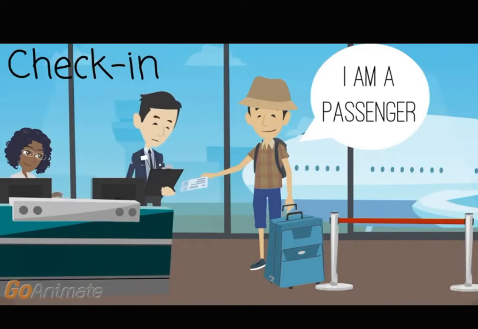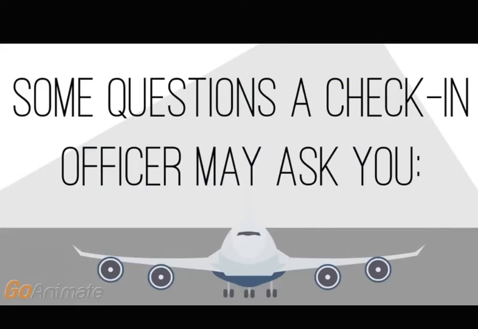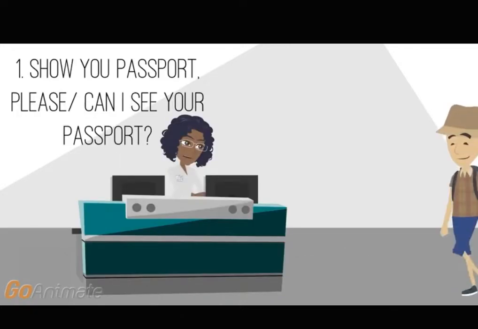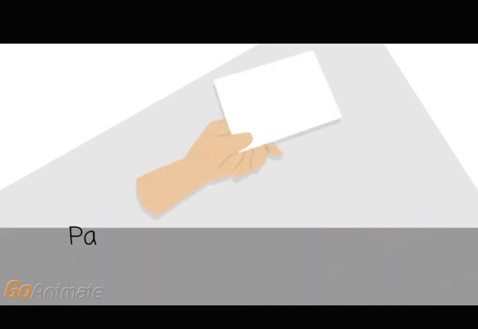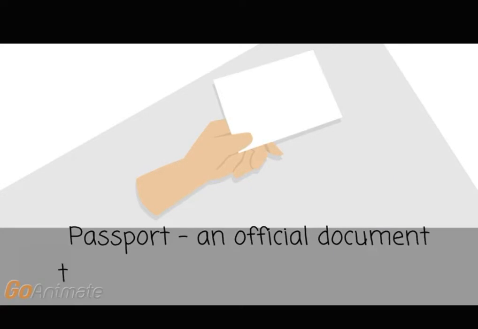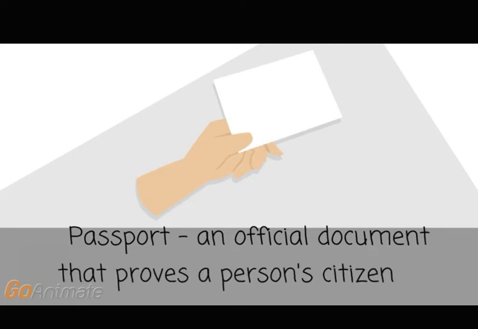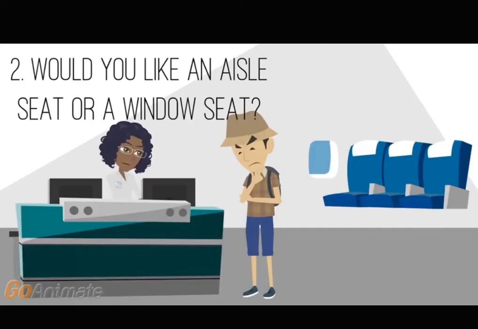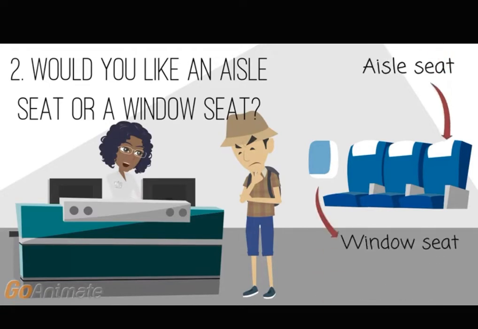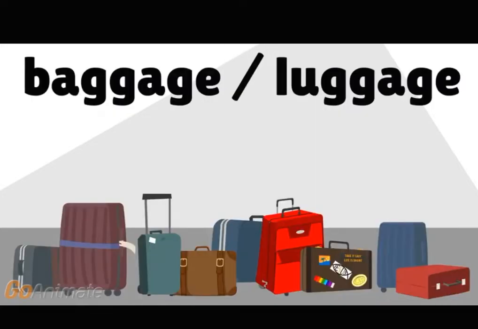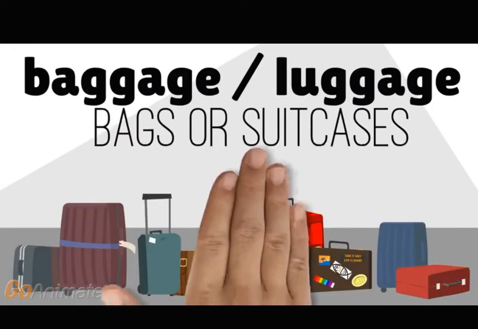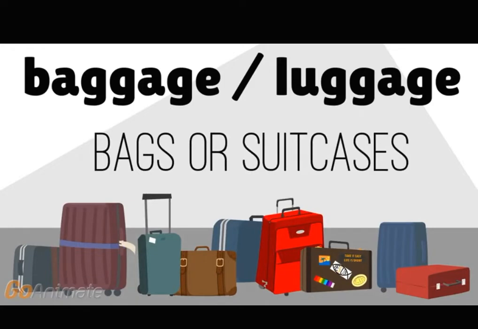You go to check-in desk to pass check-in. Here are some questions a check-in officer may ask you. Show your passport, please. Can I see your passport? Passport is an official document that proves a person's citizenship. Would you like an aisle seat? Or a window seat? Do you have baggage to check in? Baggage, or luggage. That is bags, or suitcases you have.